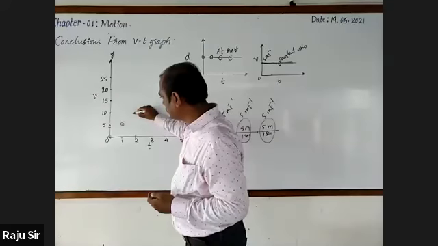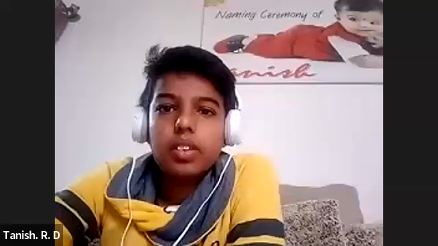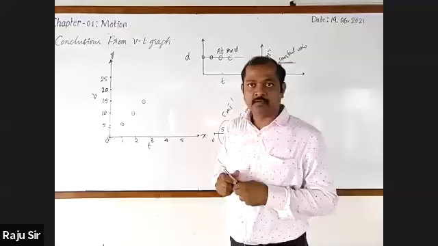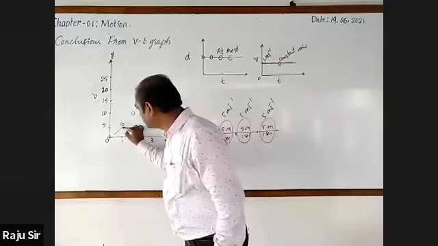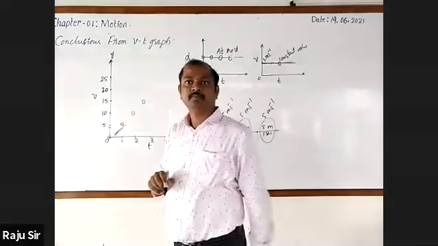Can be represented like this. Clear? Next, in 2 seconds, the velocity of the body, it attains 10 meters per second. In 3 seconds, it attains 15 meters per second. My question is, what is the change in the velocity of the body from 0 to 1 second? 5 meters per second.